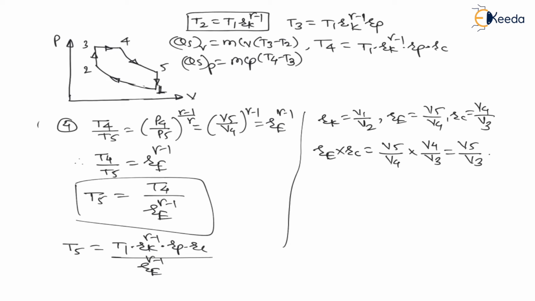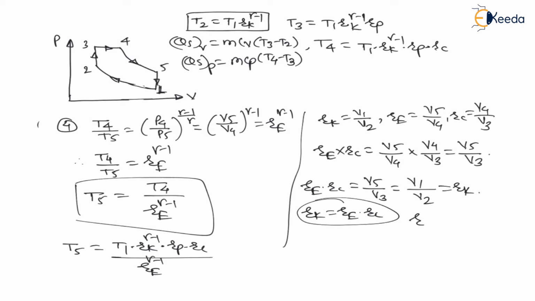And my dear students, this Re into Rc is equal to V5 divided by V3, and 5 to 1 is a constant volume process, therefore V5 is equal to V1. 2 to 3 is a constant volume process, therefore V3 is equal to V2, and V1 by V2 is Rk. Therefore the compression ratio Rk is a product of expansion ratio and cutoff ratio. From this cutoff ratio is equal to compression ratio divided by expansion ratio, right?